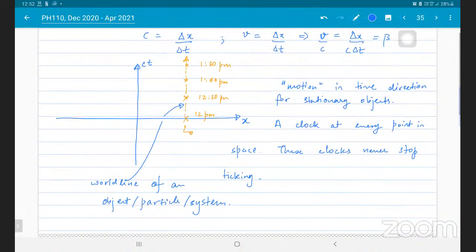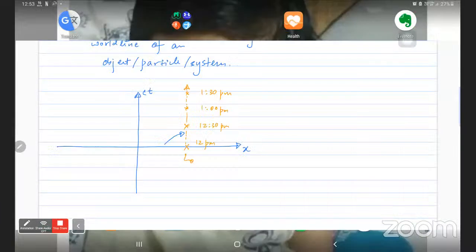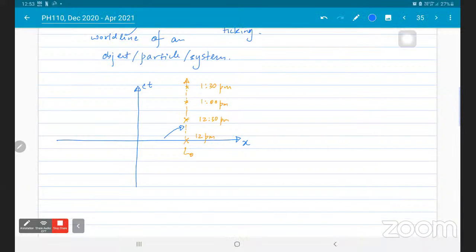If people have any doubts at any point in time, please stop and ask me. Unmute yourself and ask me. Okay, Zoom has disconnected me again. All right.